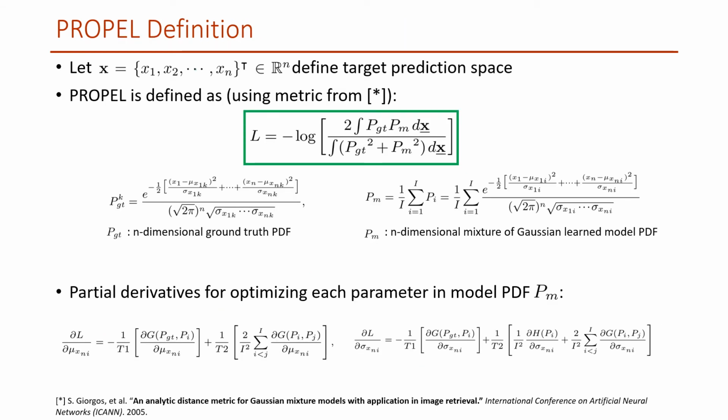The loss function we define is using a metric from existing literature, whereby we use a ground truth distribution defined as an n-dimensional Gaussian and a model distribution defined as an n-dimensional mixture of Gaussians. In our case, the CNN learns directly to predict the parameters of the model distribution, which are the means and variances shown here. In order to learn these means and variances, we can take partial derivatives of the loss with respect to each and backpropagate the errors onto the model parameters.